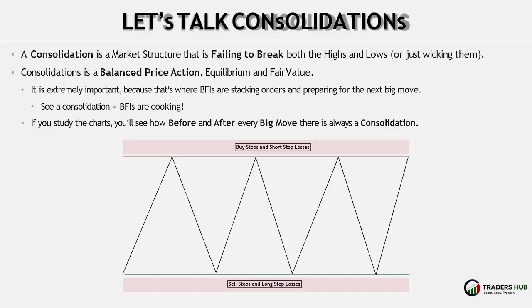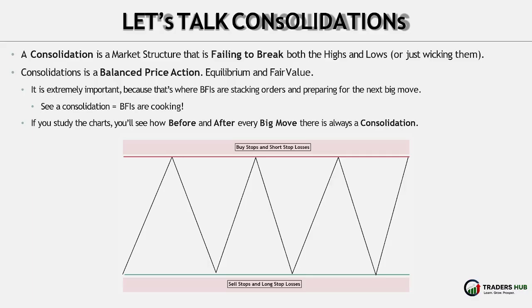Now let's talk of consolidation. A consolidation is a market structure that is failing to break both the highs and lows, or is just weakening them. Consolidation is a balanced price action, meaning that the price found equilibrium and a fair value, and that's why it dangles around that price. It is extremely important because that's where BFIs, or big financial institutions, are stacking orders and preparing for the next big move. See consolidations, BFIs are cooking. That is a note for you as a trader.